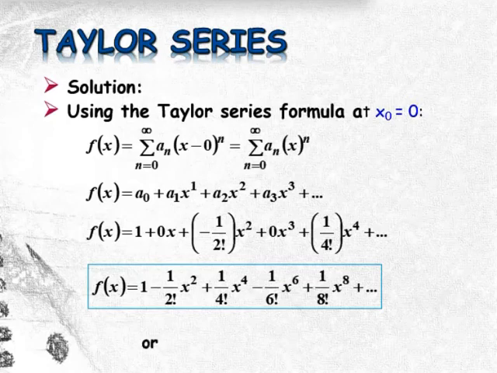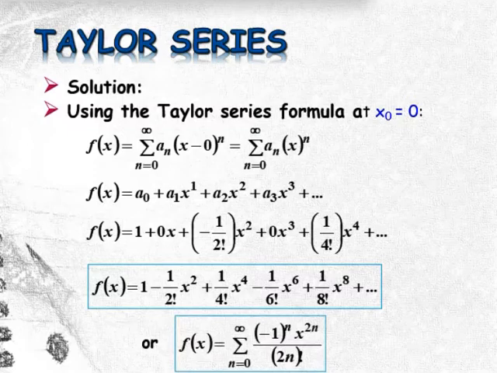So in sigma notation form, f of x is equal to the summation of negative 1 raised to n times x to the 2n over 2n factorial from n equals 0 to infinity. Note that 2n implies even expression and negative 1 raised to n implies that you end up with an alternating series expression, meaning the sign changes from positive to negative.